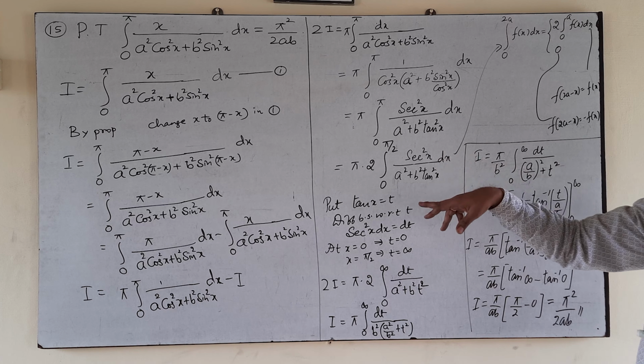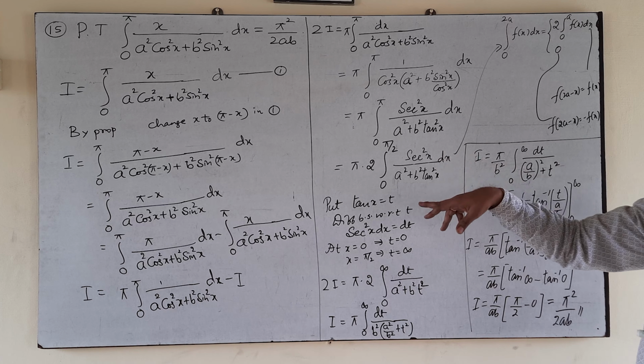Clearly the lower limit is 0 and the upper limit is a finite value. Apply property number 4. Property number 4 says x changes to upper limit minus x. In equation 1, observe carefully.